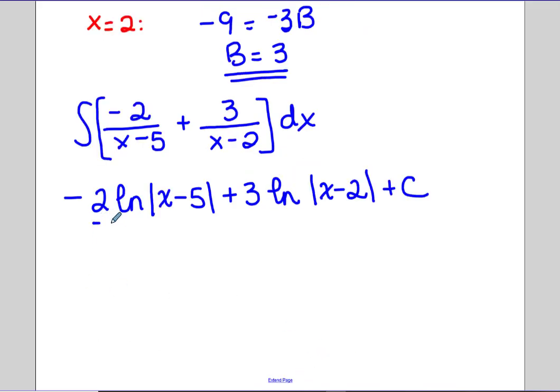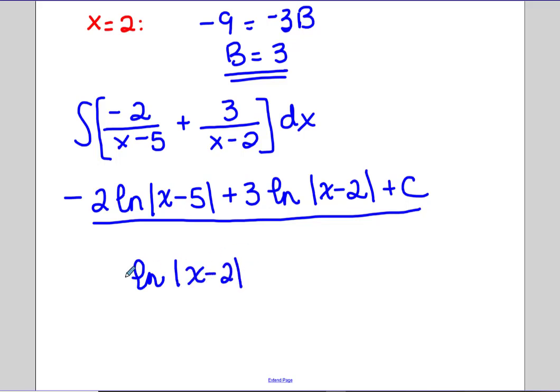Now you can stop here, which is perfectly fine, but if it was a multiple choice test and you needed to find a combined term, that would look like the natural log of x minus 2, and we could put the 3 here or cube it here, and we would divide by x minus 5, and then that power would be squared. So the difference of the logs, the quotient of a log is the difference of two logs, and then plus c.